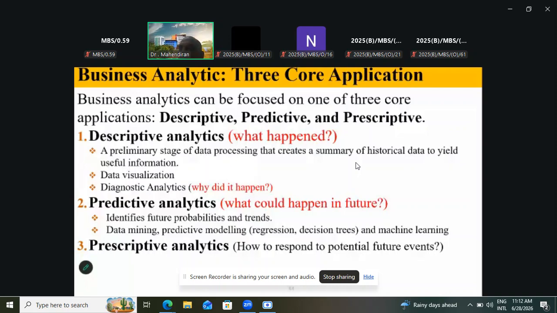Prescriptive. So how do you do that? Descriptive, predictive, prescriptive. So now what do you do? Like a doctor, prescribe. So now you have to figure out how to respond to the potential future event.